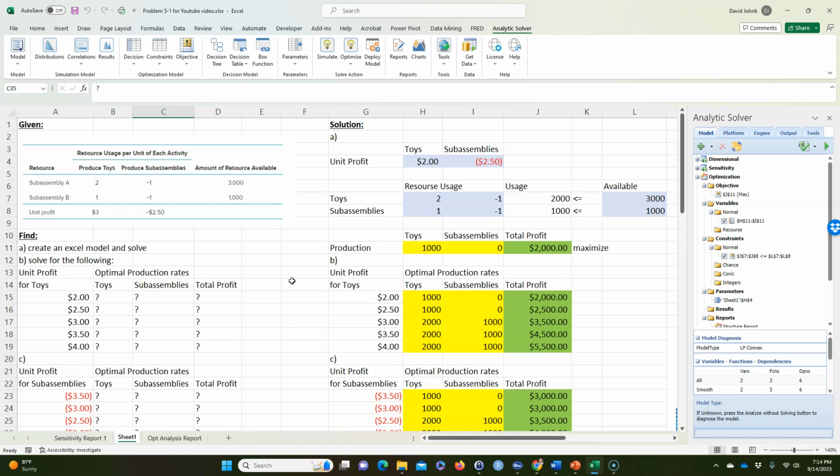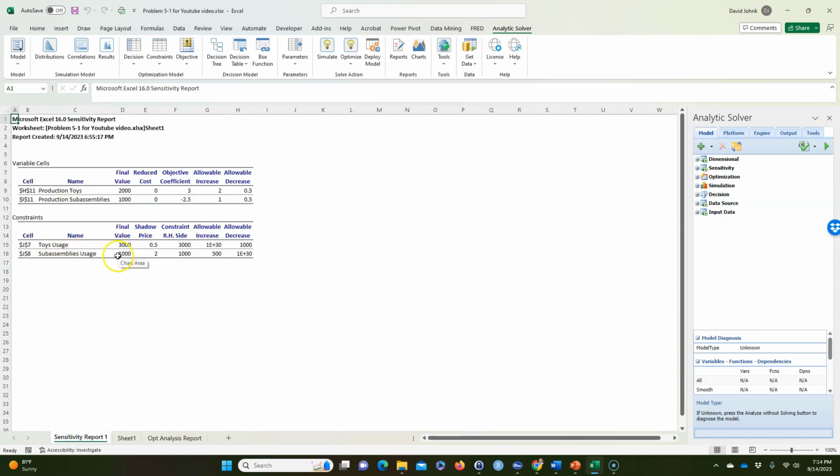You can also do sensitivity analysis on other things. You can also change these numbers, and that's a separate thing, right? If you go here, that's what they're talking about here. You start changing these constraints, the 3,000 and 1,000, and we'll talk about that in another video, hopefully.